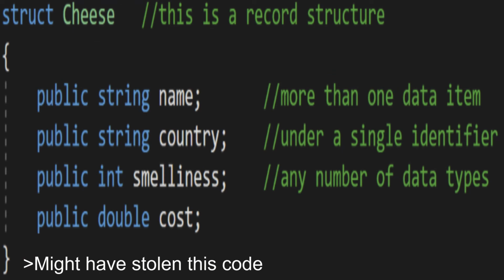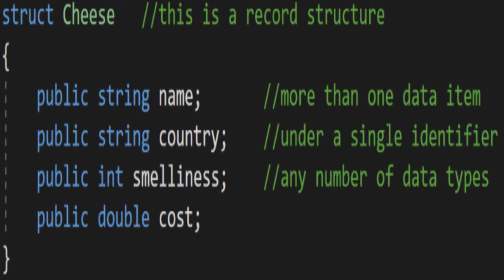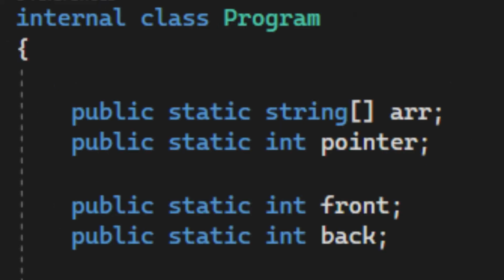Next is a record structure. A record structure allows multiple items to be stored under one identifier, and the items can have multiple different data types. Our next data structure is a queue, which uses a first-in and first-out data structure. You can only remove items from the front of the array and only add items from the back of the array, using its three main methods, enqueue, dequeue, and peek.